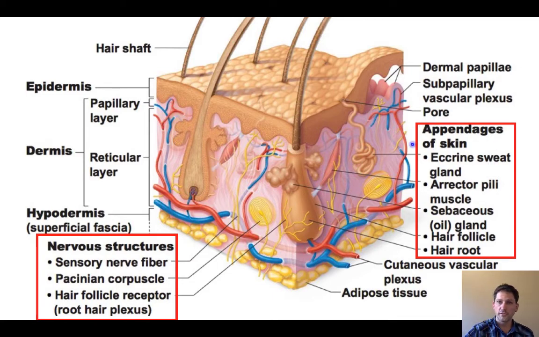And other appendages then are eccrine sweat glands, an erector pili muscle that's going to help stand the hair and give us goosebumps. Our sebaceous glands that we find associated with those hairs, the hair follicle that's surrounding that hair, and then our hair root down here where we can see blood vessels coming in and keeping the lower portion of our hair root alive.